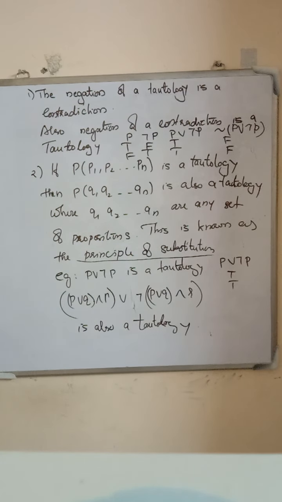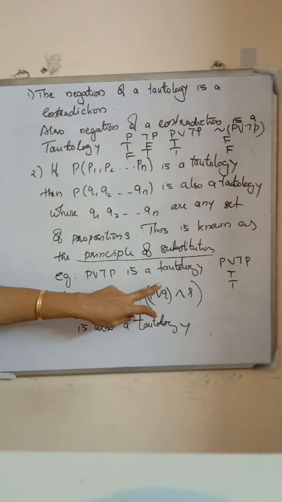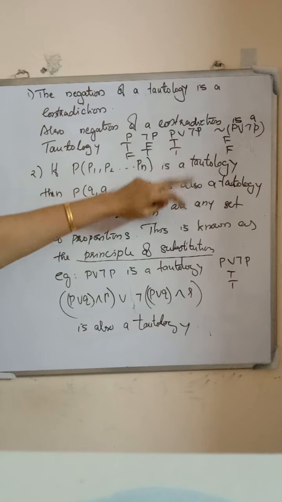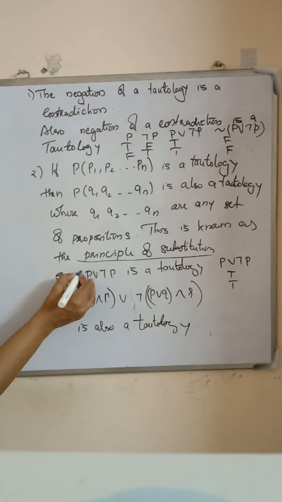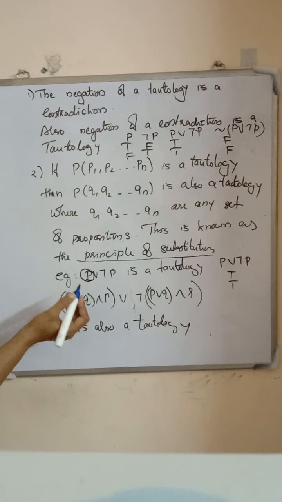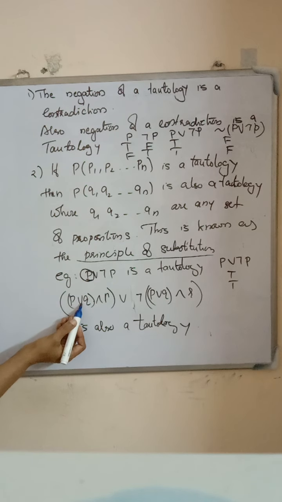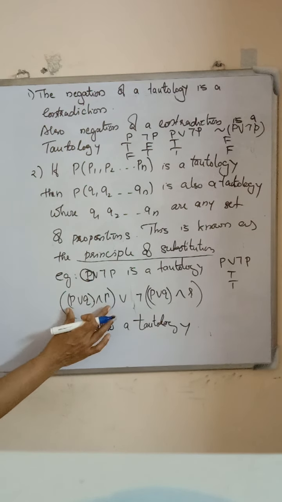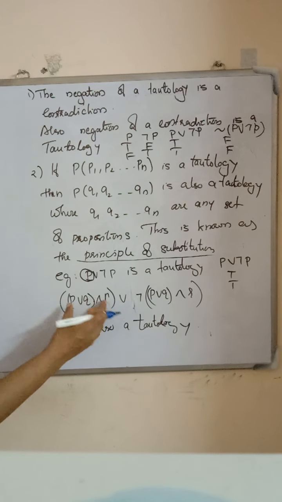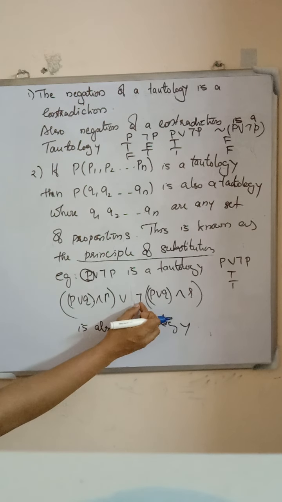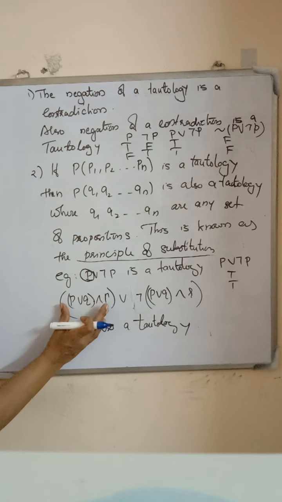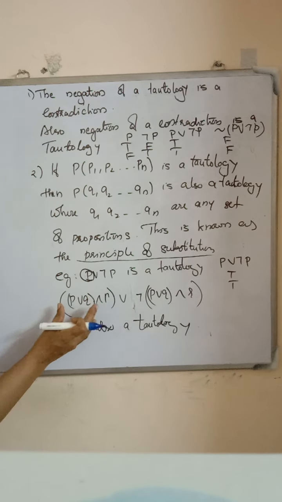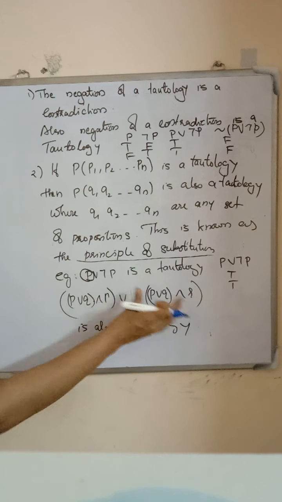For example, P or negation P is a tautology. We know from here P or negation P is a tautology. We replace the statement P by any other statement like P or Q and R. Let it be P, and its negation, here negation of P or Q and R. That is, this bracket is the negation of this.